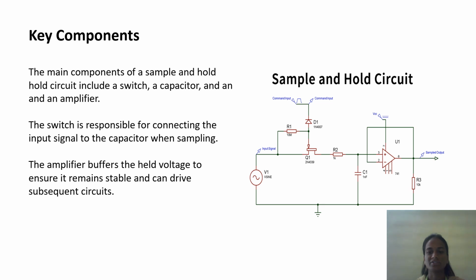Key components of sample and hold circuit. The main components of a sample and hold circuit include a switch, capacitor, and an amplifier. The switch is responsible for connecting the input signal to the capacitor when sampling. The buffer amplifier helps the voltage remain stable and can drive subsequent circuits.